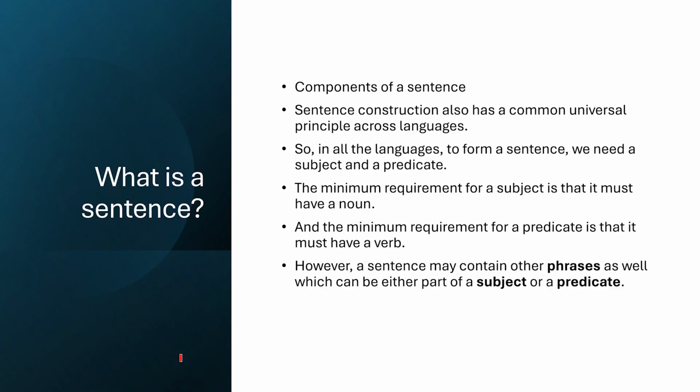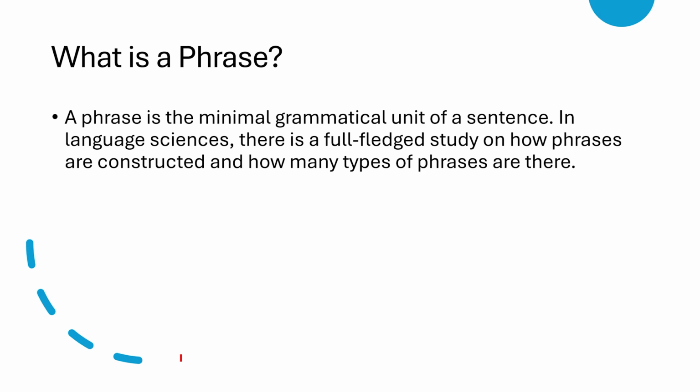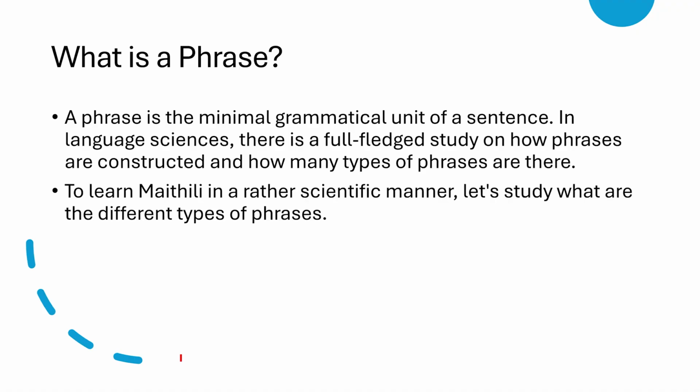However, a sentence must contain other phrases as well, which can be either part of a subject or a predicate. So, what is a phrase then? A phrase is the minimal grammatical unit of a sentence. In language sciences, there is a full-fledged study on how phrases are constructed and how many types of phrases there are. To learn Maithili in a rather scientific manner, let us study the different types of phrases. We will be doing only the basics of phrase types.